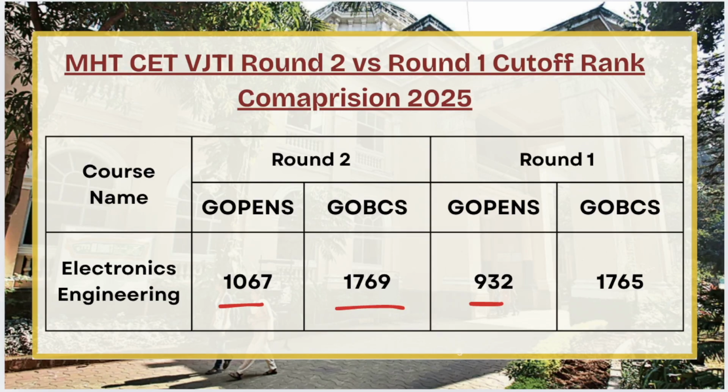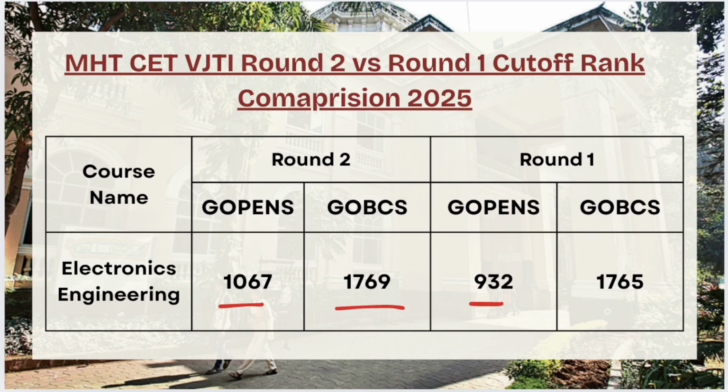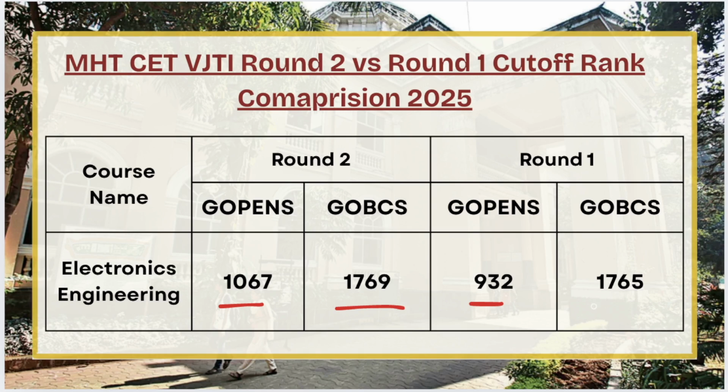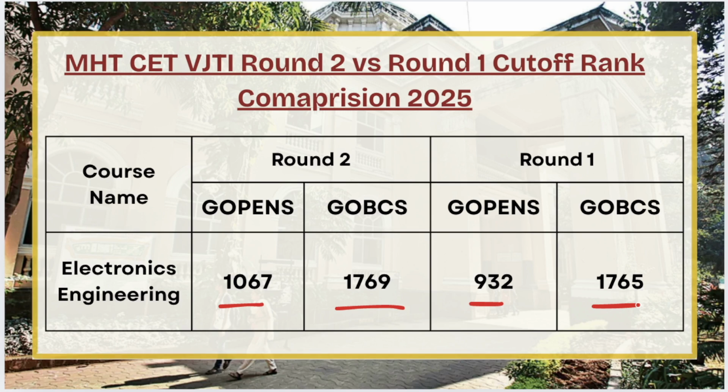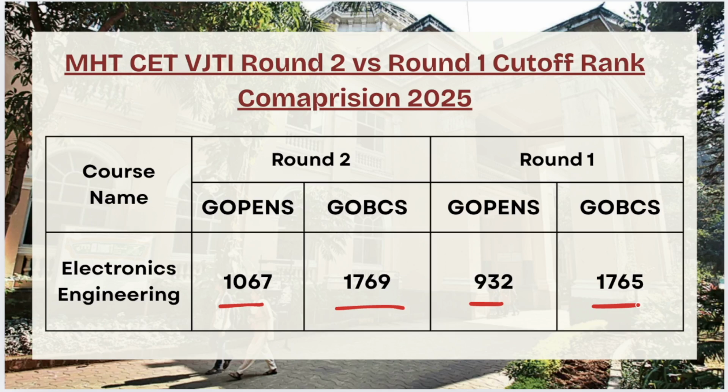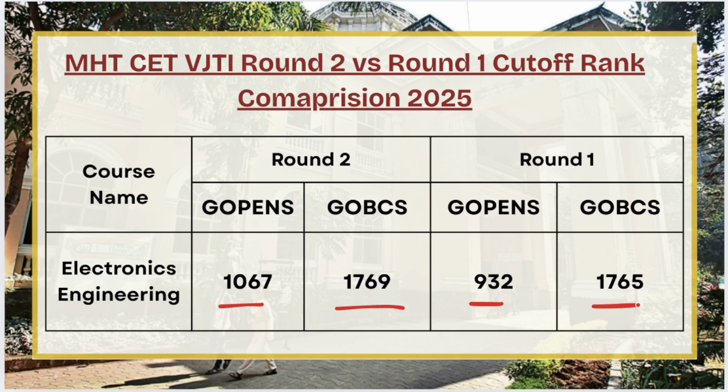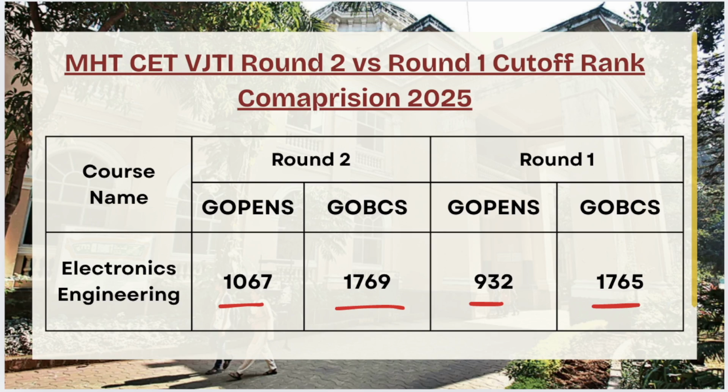In the GOBC category you can see there is a very slight change between the Round 1 and Round 2 cutoff. In Round 1 the cutoff rank was 1765, whereas in Round 2 the cutoff rank is 1769. So there is only a 4-point difference between Round 1 and Round 2. So the cutoff for Round 3 is also expected to remain in the same range.